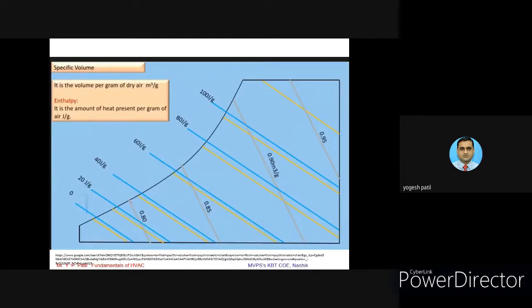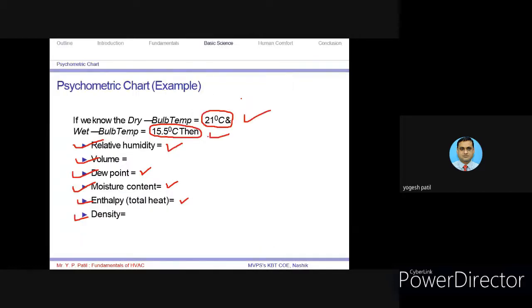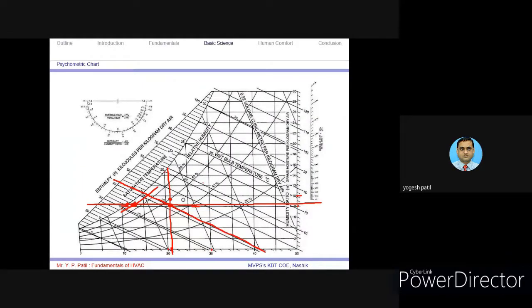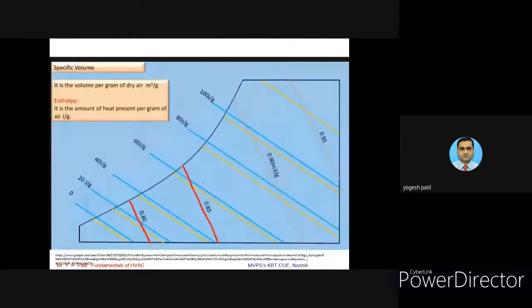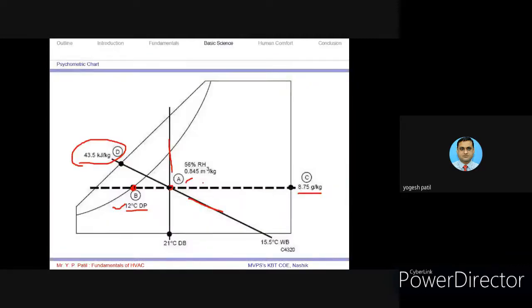These lines, you can see the color of the lines is red. These red lines show the specific volume. These specific volume lines are not available in our chart, but based on that we can also determine the specific volume. For our case, the specific volume calculation is 0.845 meter cube per kg. So in this way we can also find this last parameter.